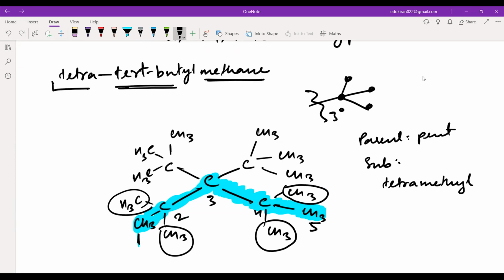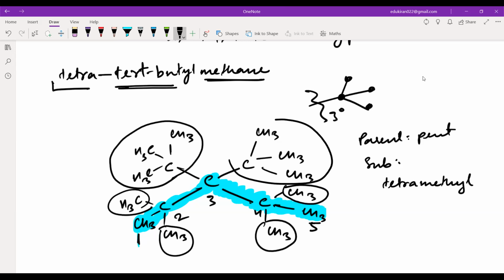Tetramethyl. And then here we have, what is this? Tert butyl. This is also tert butyl. So we have di tert butyl. Yes or no? There is ditert butyl, right? And the tetramethyl is at the 2, 2, 4, 4 position, and the ditert butyl is at 3, and the other one is also at 3.